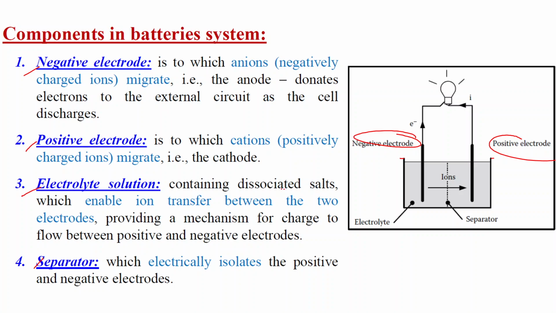The electrolyte basically contains dissociated salt, which enables ion transfer between the two electrodes, providing a mechanism for charge to flow between the positive and negative electrodes. And the separator is mainly a polymer membrane, a semi-permeable membrane, which allows the movement of ions but not electrons, due to which the electrons move through the external circuit, and this movement of electrons is responsible for the generation of electric current in the external circuit.